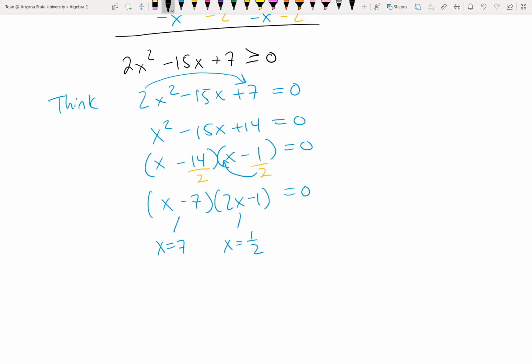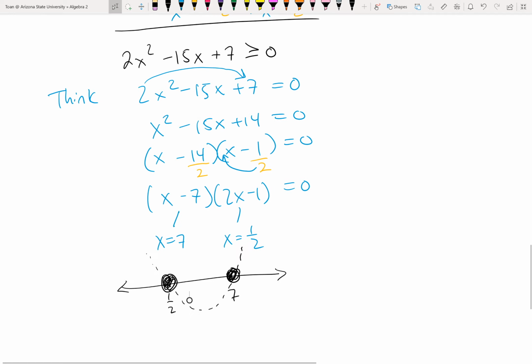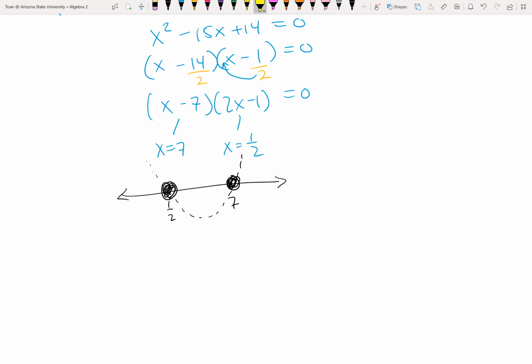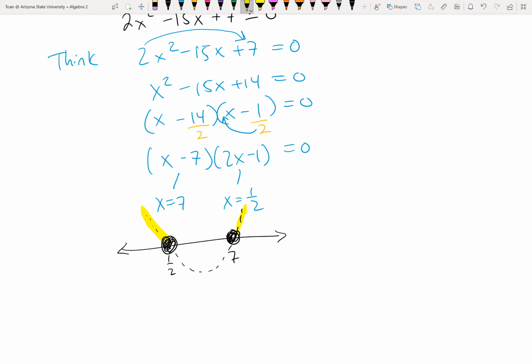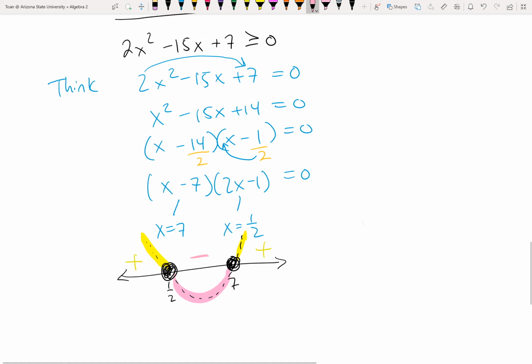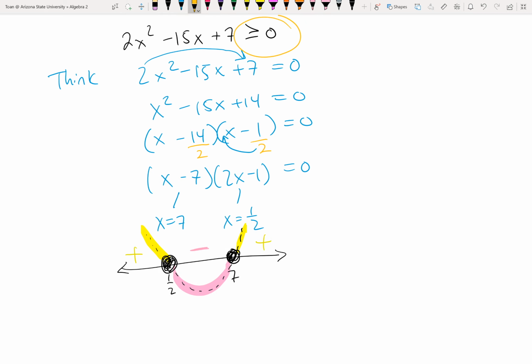Okay. Go ahead and plot them on your number line. 1/2 is over here, 7 is over there. Look at your original inequality. Since there's a line underneath it, they're going to be closed. And since the leading coefficient is positive, it's going to open up. These regions here, the left and right, are the positive regions because they're above the line. This region in the middle, the pink region, is below the line, so it'll be negative. The original inequality says greater than or equal to 0, which is positive numbers, so you're going to shade the positive regions. So there is our answer.